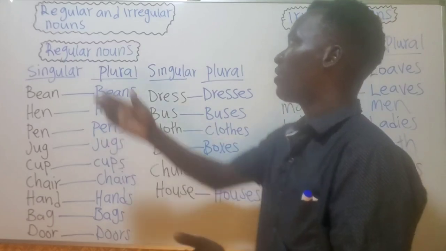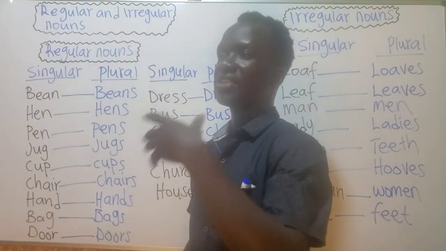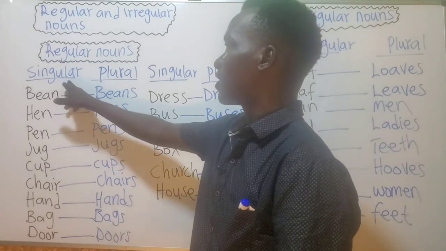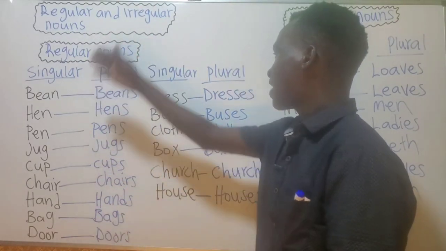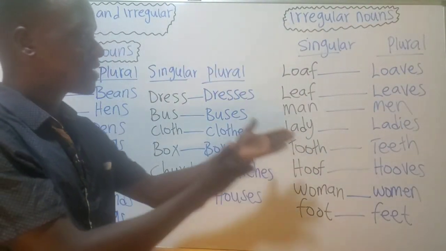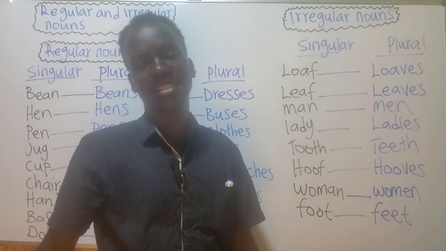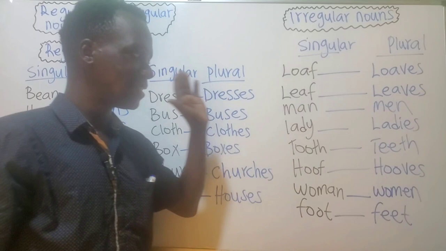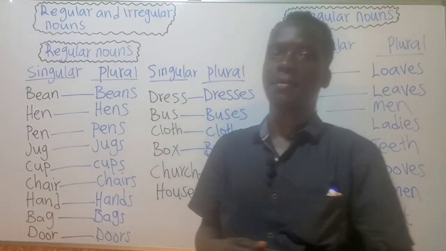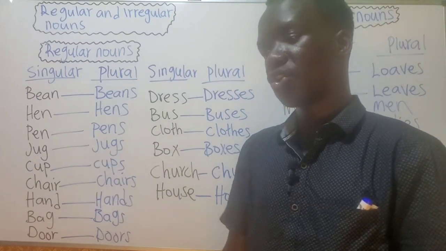So we have regular and irregular nouns. What are irregular nouns? These are nouns that change the sound when they become plural. We have singular and plural. This side we have regular, and this side we also have regular, but this side we have irregular. These are just a few that I got for you, but you can do your research and get more words. The ones I've given you are the mainly used ones. You can do some small research and you will find more.